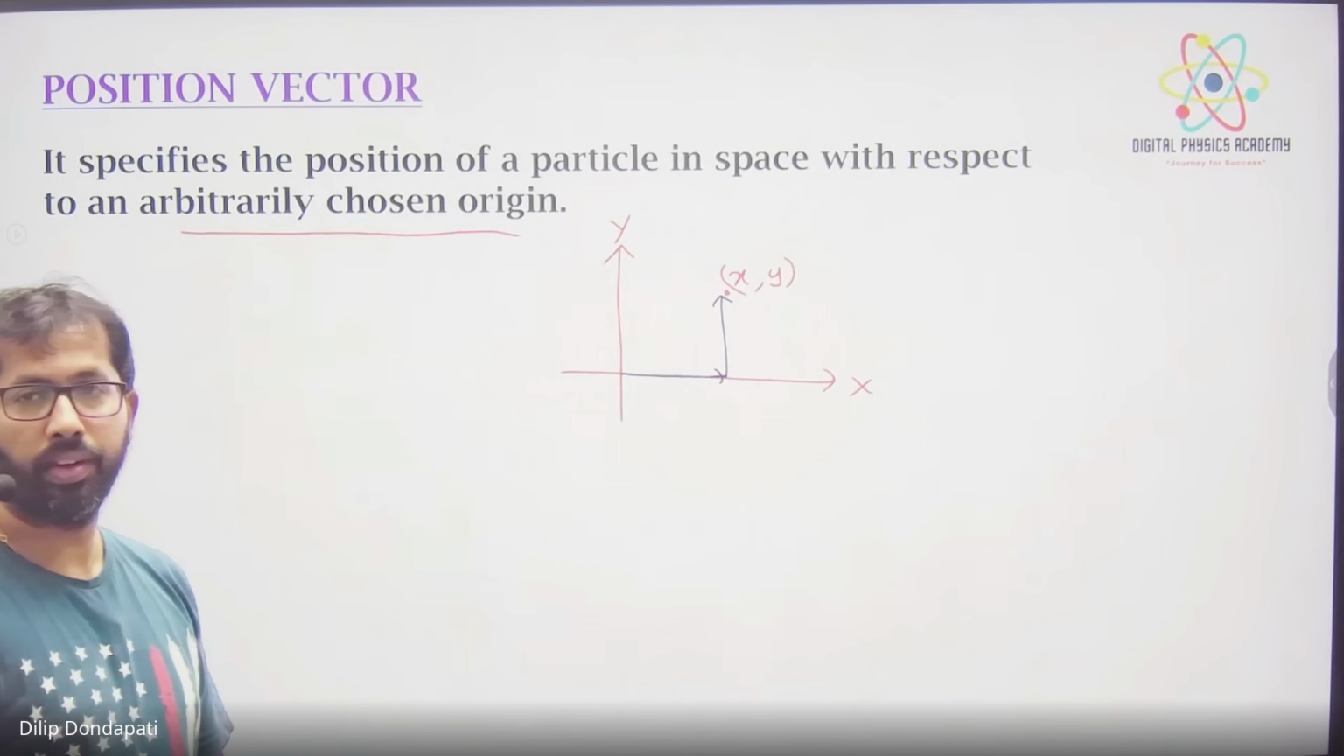This is for two dimensions. In three dimensions, the position vector will be represented as x i cap plus y j cap plus z k cap. This is the position vector. So the name is position vector: we are drawing a vector with respect to the origin, and that position is given by this r vector.